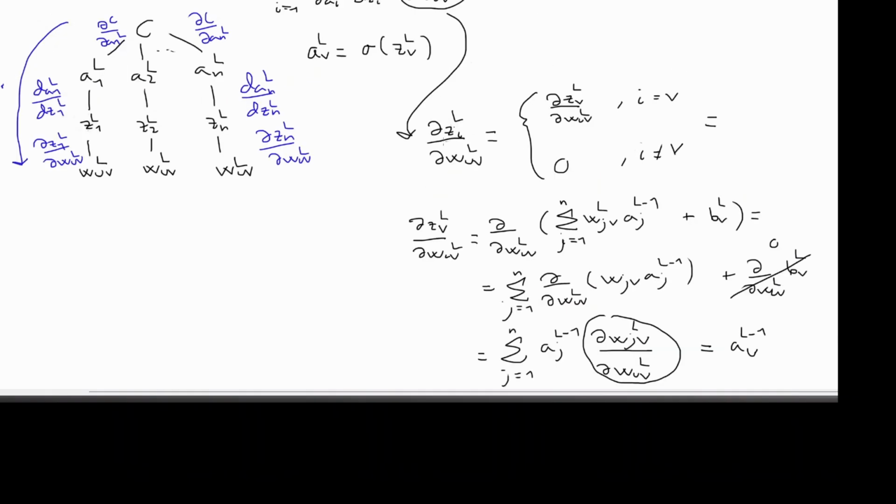Now going back to the partial derivative of the weighted input at some arbitrary neuron I, we already computed an expression for the partial derivative of the weighted input at neuron V here, which was the activation at neuron U from the previous layer. So let's just write that down. We're just substituting this expression with what we got here. So this was a_U^(L-1) when I is equal to V, and 0 otherwise.